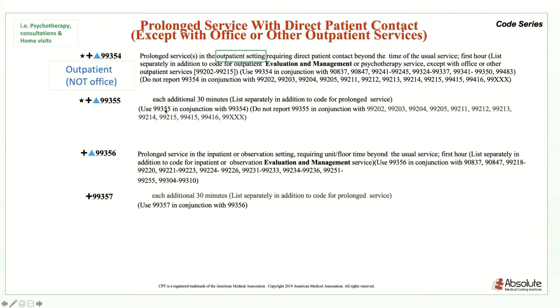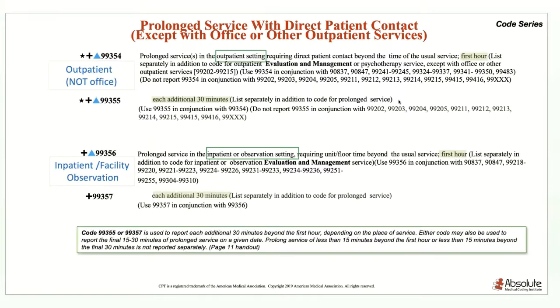And pay attention to your parenthetical guidelines. Now, when you're considering 99356, it's for inpatient or observation settings only. Again, these are not used for office visits. Your first code is for the first hour. Your add-on code says each additional 30 minutes. Remember, that means each 15 to 30 minutes.